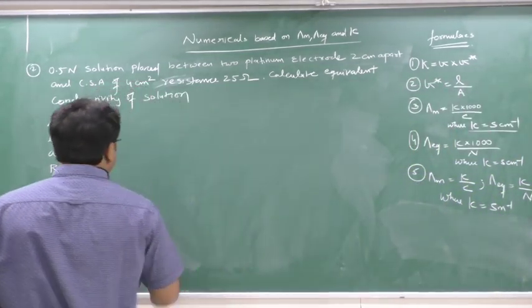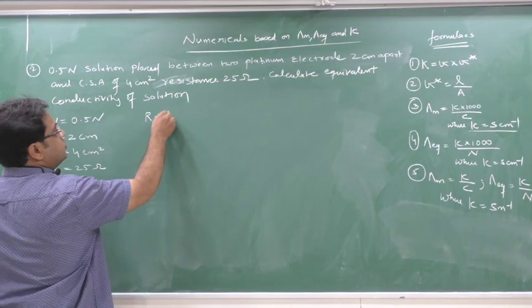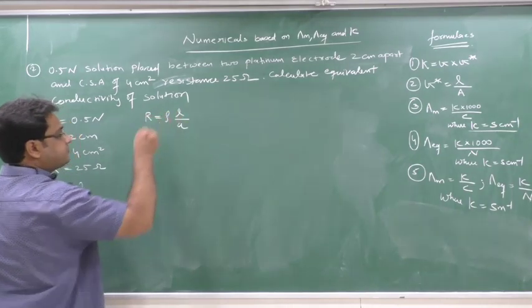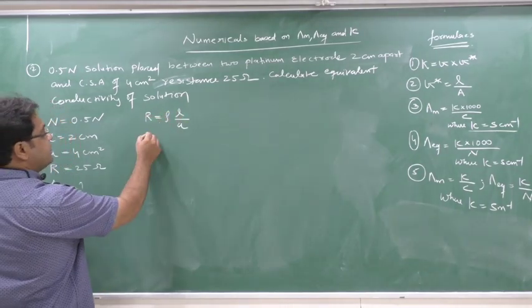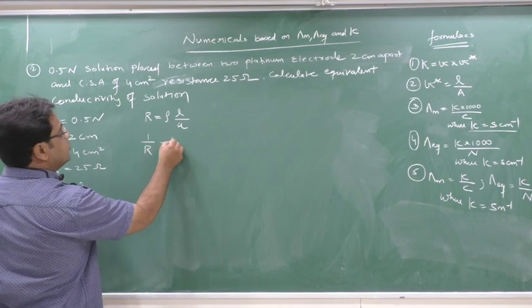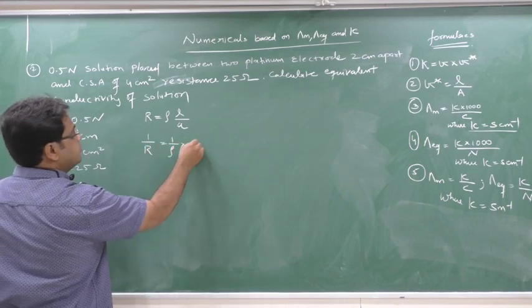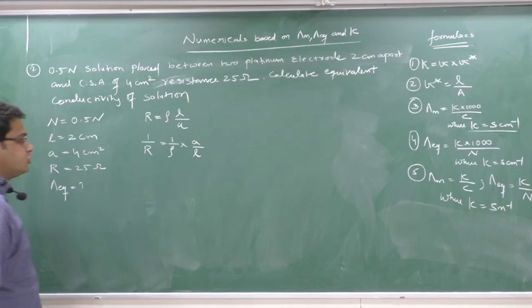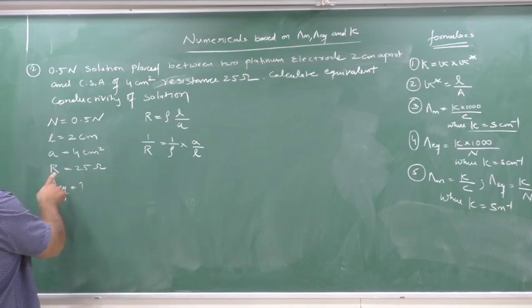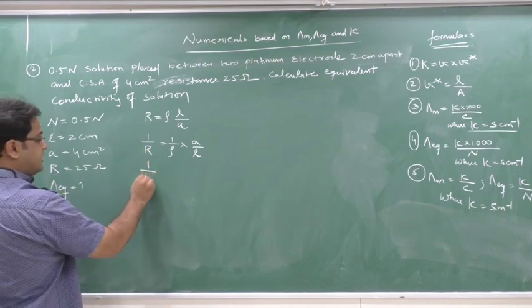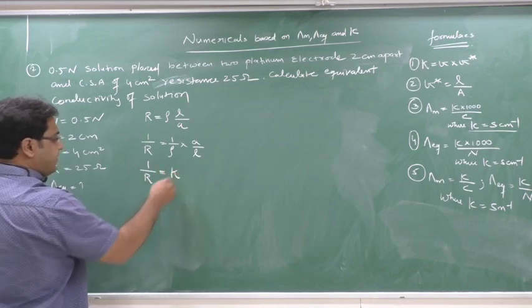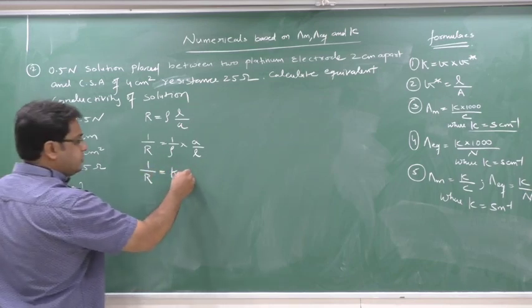Now see here how. As we know, R equal to rho L by A. Yes or no? Now I will reverse this. 1 by R equal to 1 by rho into A by L. Yes or no? Now 1 by R, so R is given, so no need to convert this, but 1 by rho means kappa, which I need, and into A by L.